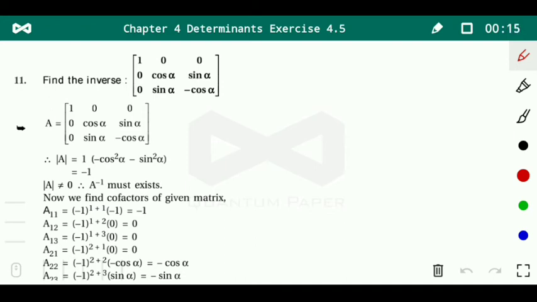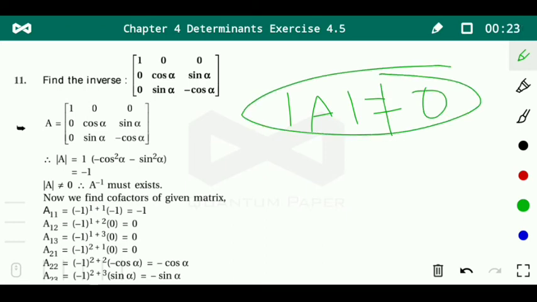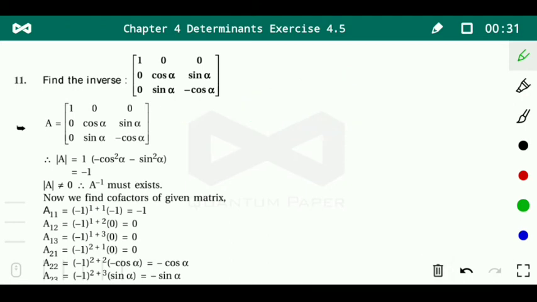First we have to find out the determinant of A. If the determinant of A is non-zero, then the given matrix has an inverse, otherwise we can't find the inverse. So first we have to check the determinant of A. So we have to solve by taking the first row.